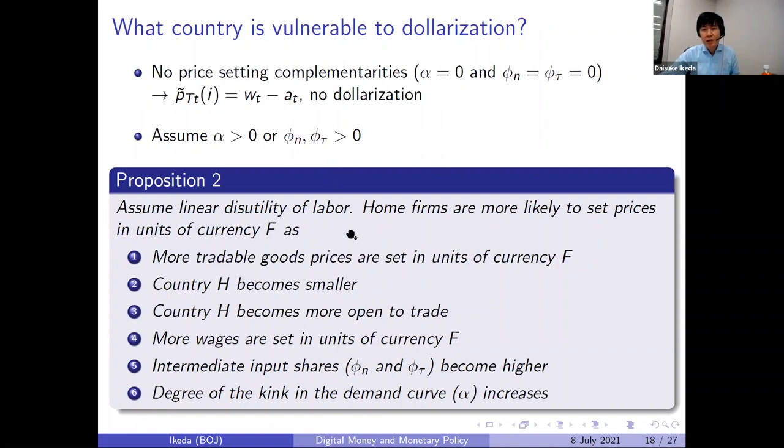Then, under this situation, home firms are more likely to set prices in units of foreign currency as more tradable goods prices are set in units of foreign currency. So this is currency choice complementarities. And as the home country becomes smaller and more open to trade, more wages are set in units of currency F. As intermediate input shares become higher and the degree of the kink in the demand curve increases, a country that has these features is more likely to experience digital dollarization in the domestic country.